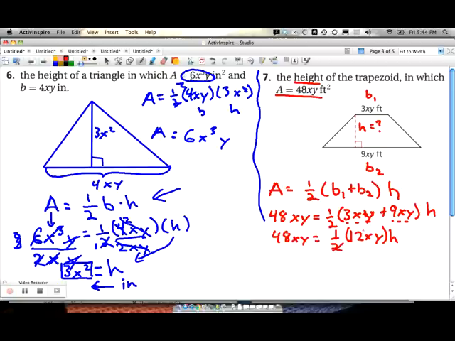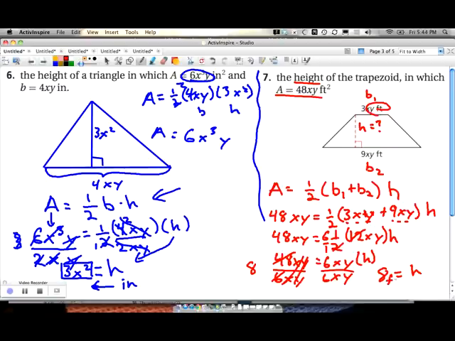Let's reduce this a little bit. The 1/2 and the 12 is now 6 over 1. So I have 6xy times my height equals 48xy. When I reduce down to 1 to get that h by itself, these x's and y's reduce down to 1. The 48 and the 6 becomes 8. So 8 equals h. What am I missing? Units. It's 8 feet. There we go.